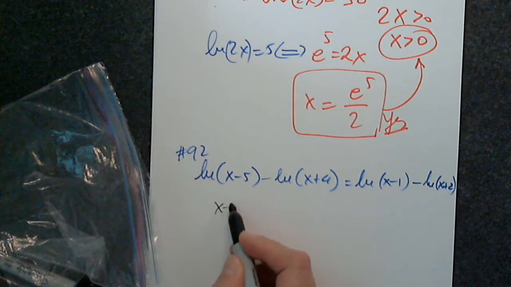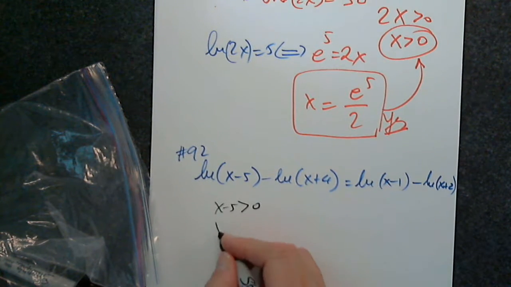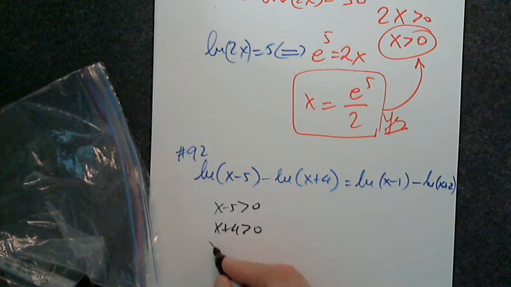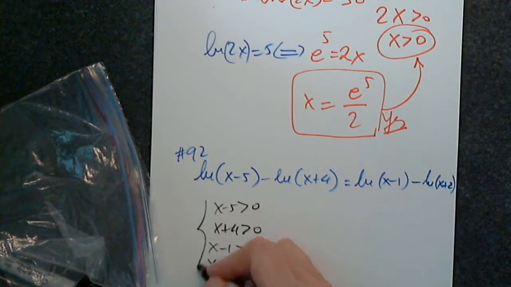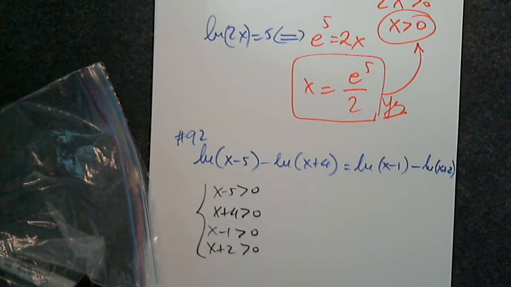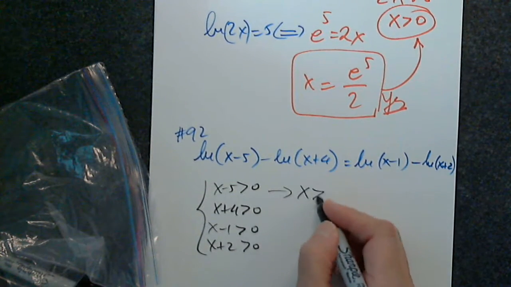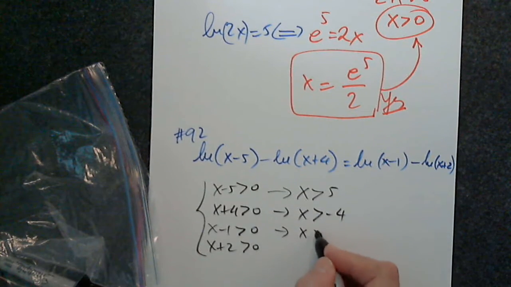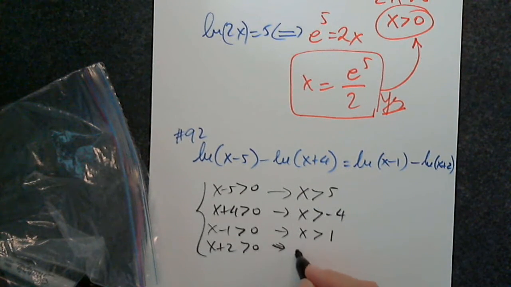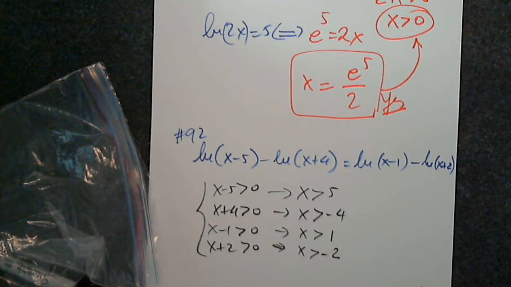X minus 5 is greater than 0. Very good. X plus 4 is greater than 0. Very good. X minus 1 is greater than 0. Very good. X plus 2 is greater than 0. So this one means greater than 5. This one means greater than -4. This one means greater than 1. And this one means greater than -2.